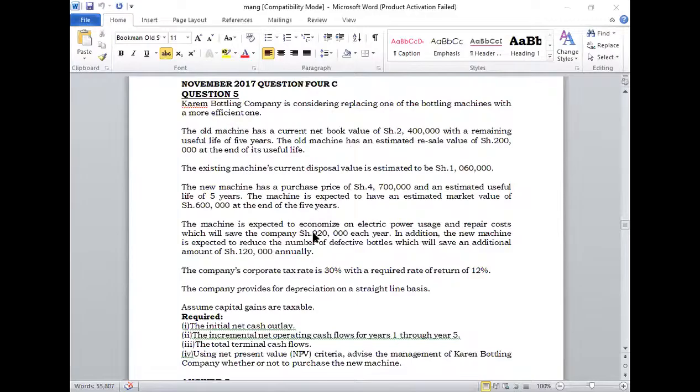They want us to give them the initial outlay, the incremental net operating cash flows from years 1 through 5, and the total terminal cash flow. Then, using the net present value criteria, advise the management of the bottling company whether or not to purchase the new machine. Quite interesting, ladies and gentlemen.